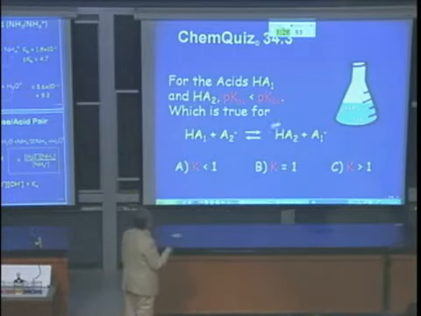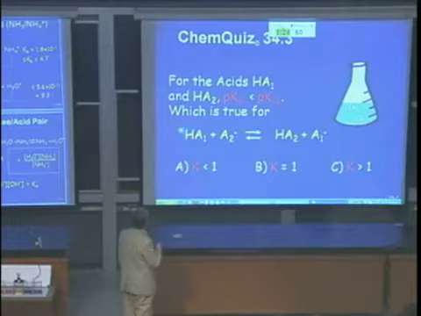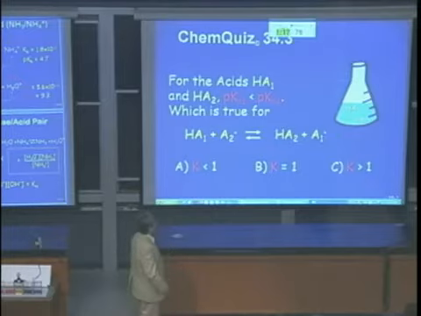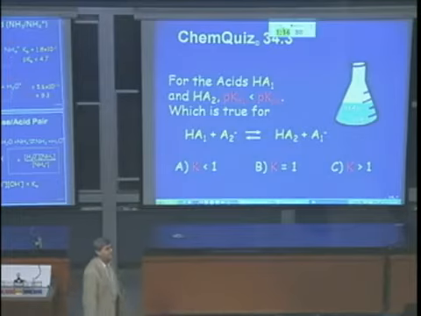Is the equilibrium on this side? Is the equilibrium on this side? Is K smaller than 1? Is K larger than 1? Or is it exactly 1? So this is what we had done at the beginning, or at the end of the last lecture.